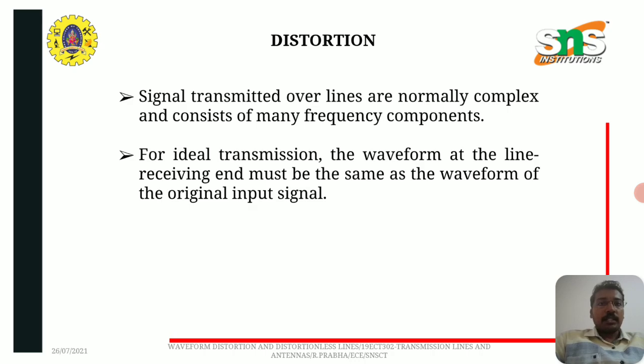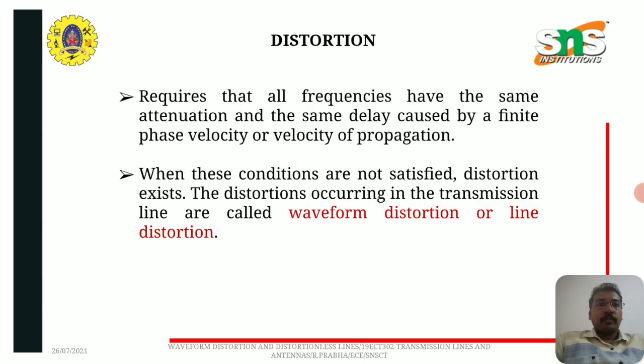For ideal transmission, the waveform at the line receiving end must be the same as the waveform of the original input signal. The distortionless condition requires that all frequencies have the same attenuation and the same delay caused by a finite phase velocity or velocity of propagation. When these conditions are not satisfied, distortion exists.